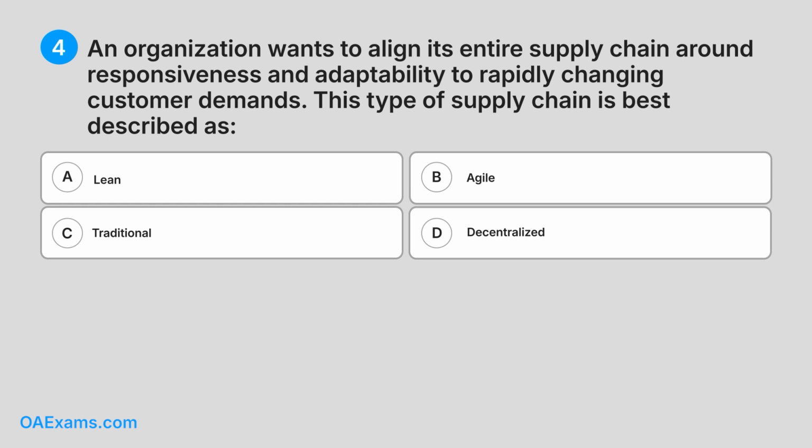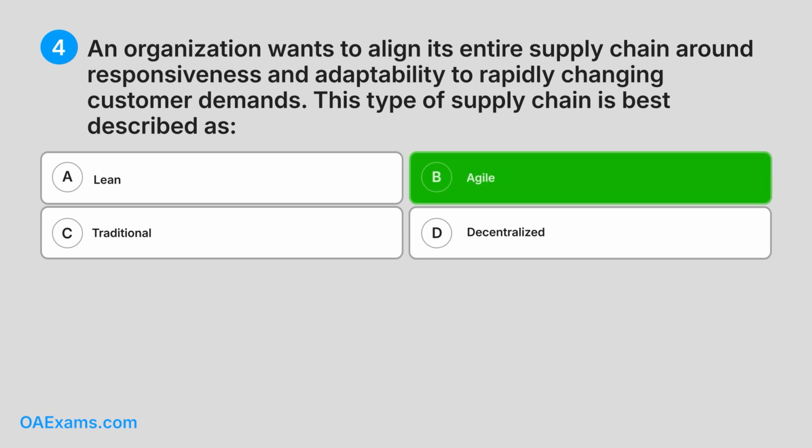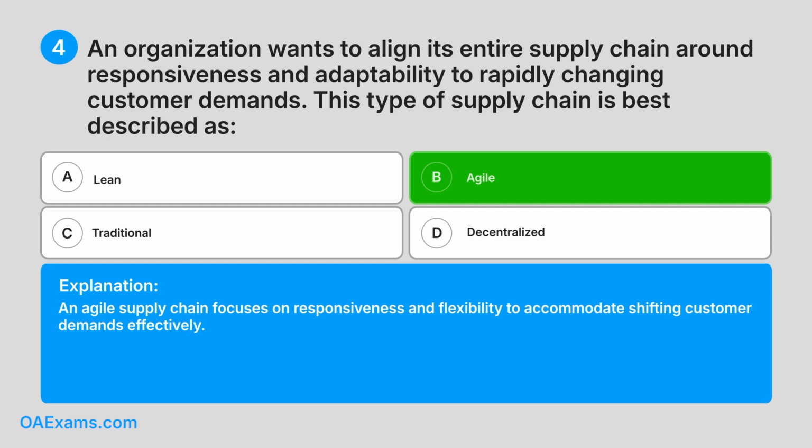4. An organization wants to align its entire supply chain around responsiveness and adaptability to rapidly changing customer demands. This type of supply chain is best described as A. Lean. B. Agile. C. Traditional. D. Decentralized. What do you think is the answer? Correct answer: B. Agile. Explanation: An agile supply chain focuses on responsiveness and flexibility to accommodate shifting customer demands effectively.